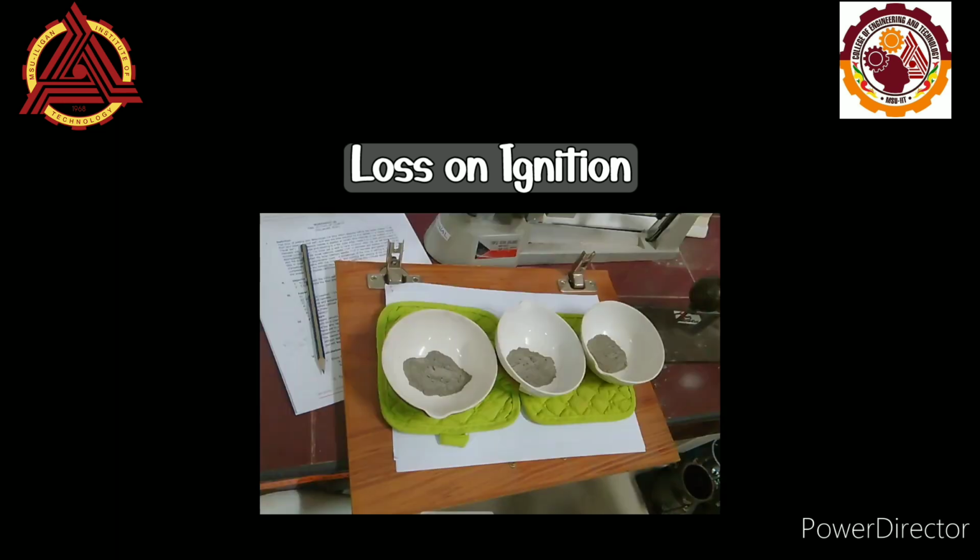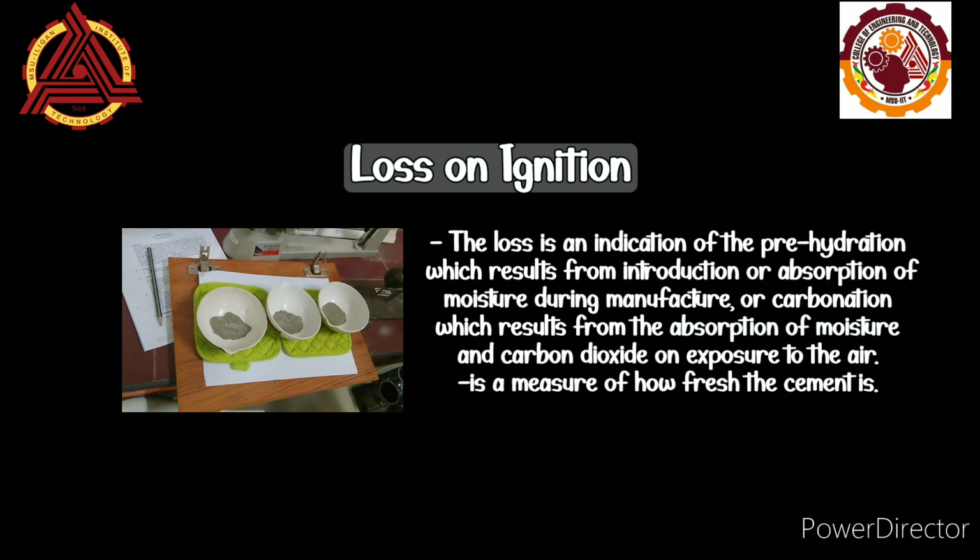Hello everyone, in this video, we will be performing the loss on ignition of cement. To begin with, the loss on ignition test is a very simple test which indicates moisture in the cement. The loss is an indication of the prehydration which results from introduction or absorption of moisture during manufacture or carbonation, which results from the absorption of moisture and carbon dioxide on exposure to the air.